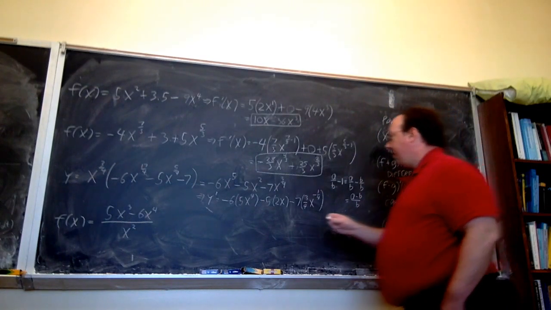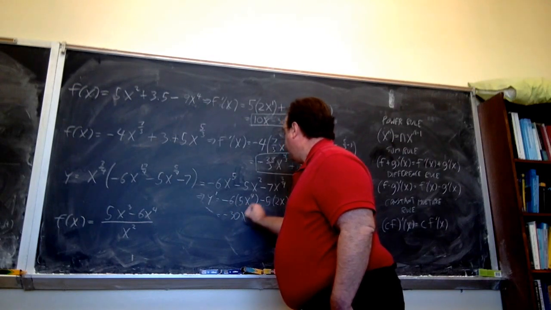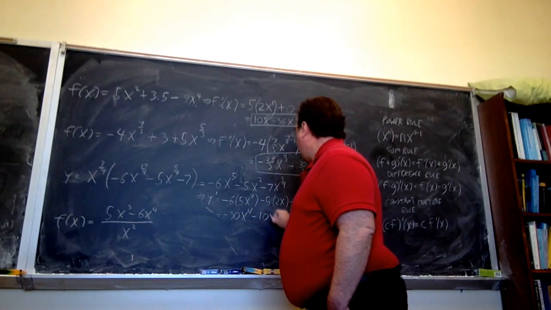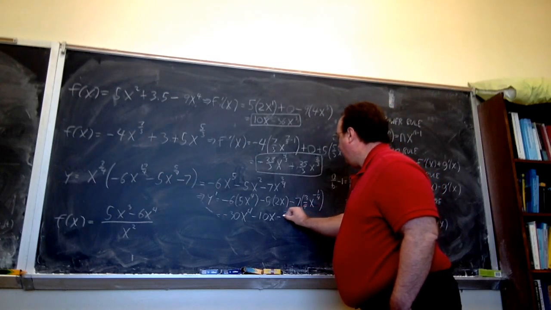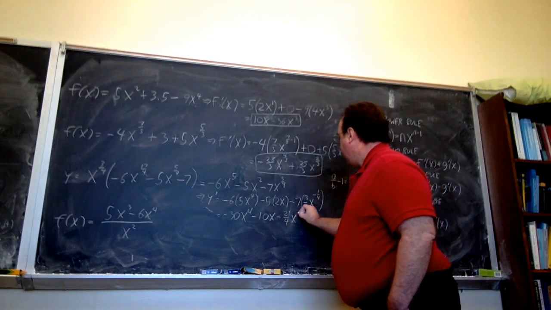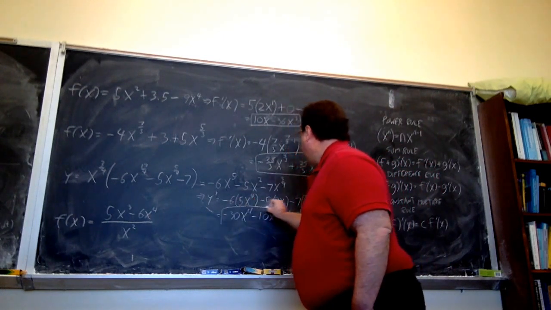And now we can simplify. So we have minus 30x to the 4th, minus 10x, minus 7 times 3/4 is 21 over 4, x to the minus 1/4. And that is the final answer.